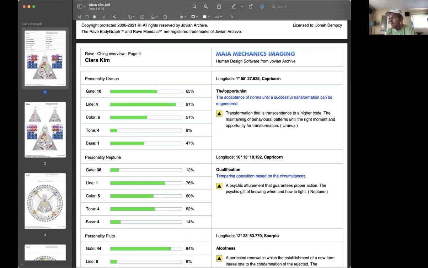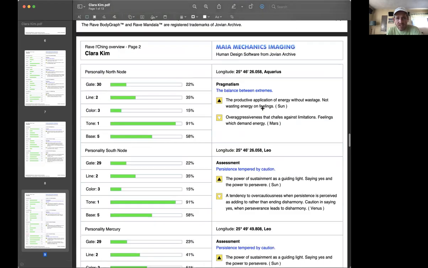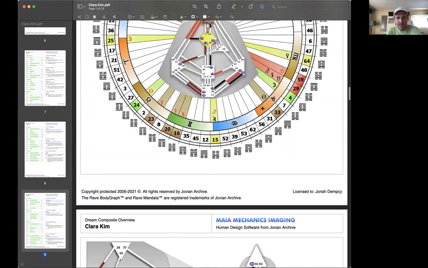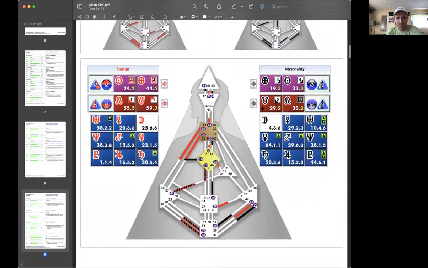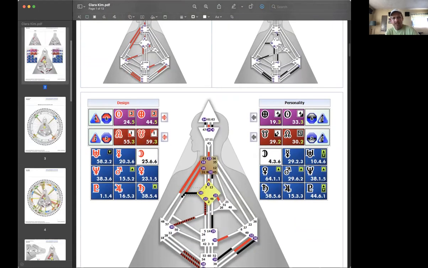From profile, usually, right? This is where we get the word: the gate 10 line 3 is the martyr, gate 10 line 2 is the hermit, and so on. So we have gate 10 line 4, that's the opportunist. So what this means is, in addition to being a martyr heretic, you're also an opportunist, right? Or you also have that quality, that sort of need to get opportunities through your friend group.